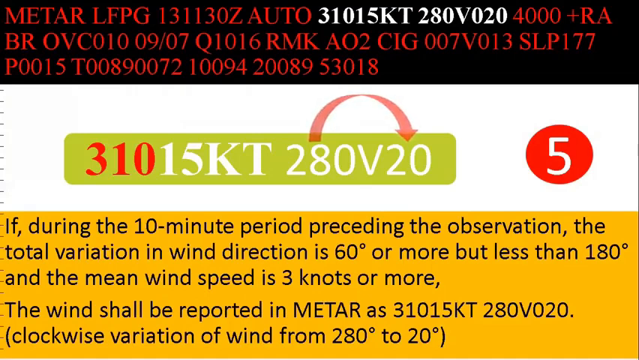Here, if during the 10 minutes period preceding the observation, the total variation in wind direction is 60 degrees or more, but less than 180 degrees, and the mean wind speed is 3 knots or more, then we will report just like this: 310 degrees 15 knots, and wind is varying clockwise from 280 degrees up to 020 degrees. So here from 280 degrees to 020 degrees, the total wind variation is more than 60 degrees, but it is less than 180 degrees.